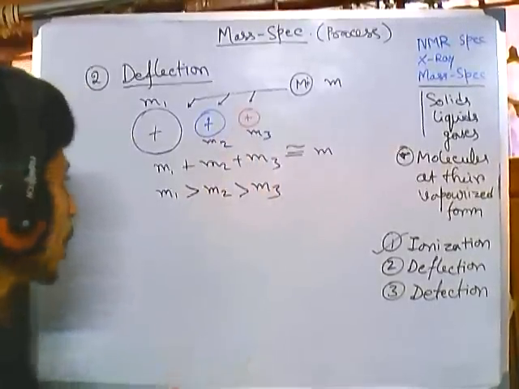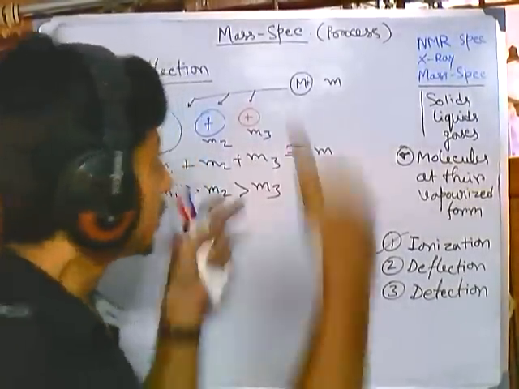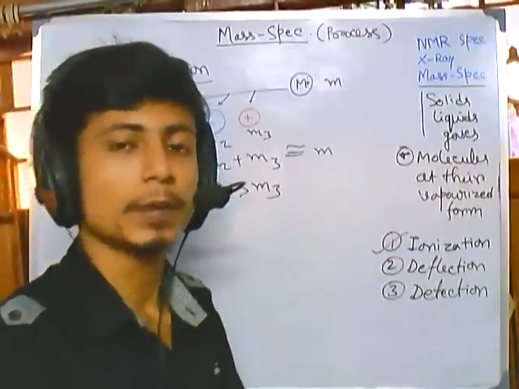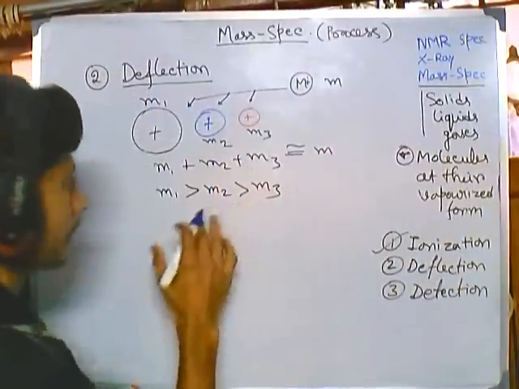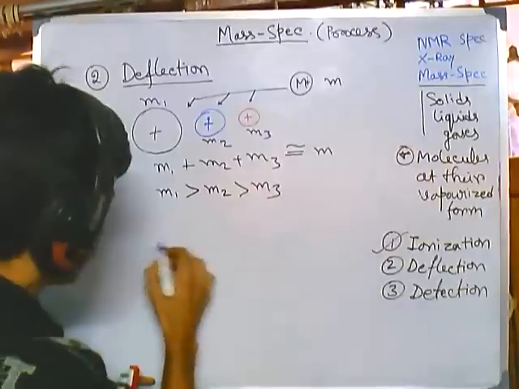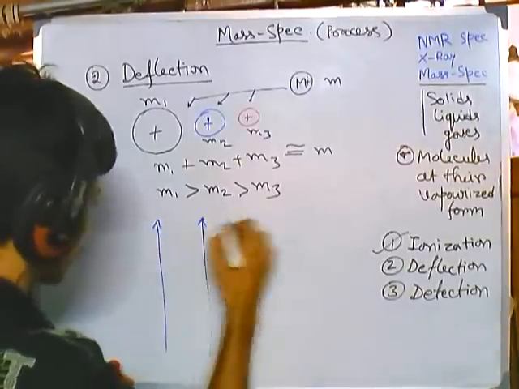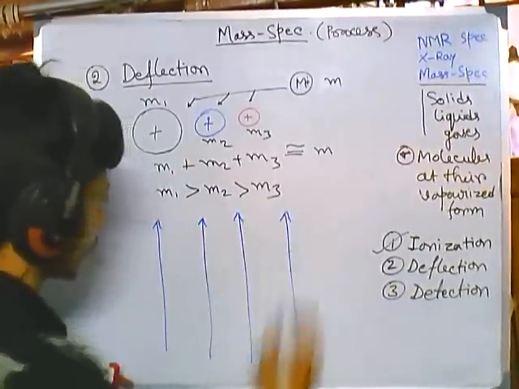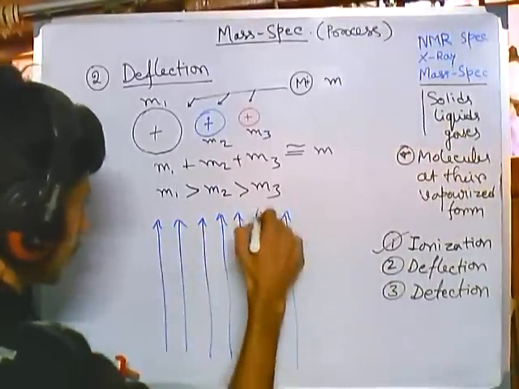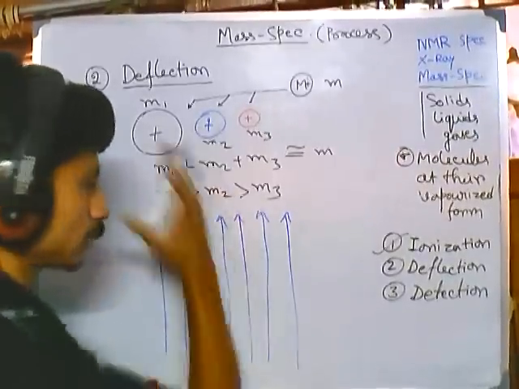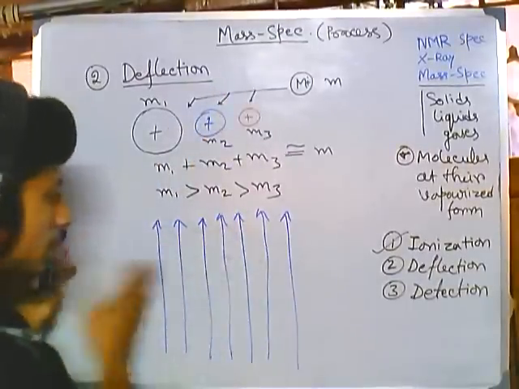Okay. So as the masses vary from one fragment ion to another, the deflection pattern will also change. Now what we mean by deflection is that we are surrounding these charges with a magnetic field. Let us draw this magnetic field. I am drawing the magnetic field strength in this way. So this is a magnetic field, for example, in this orientation. Now these fragment ions will be moving from this direction to that direction.